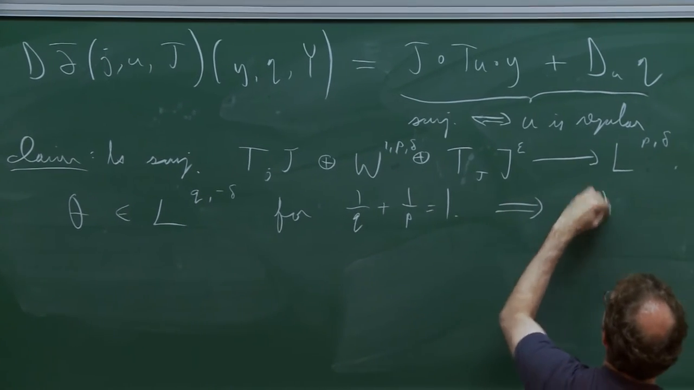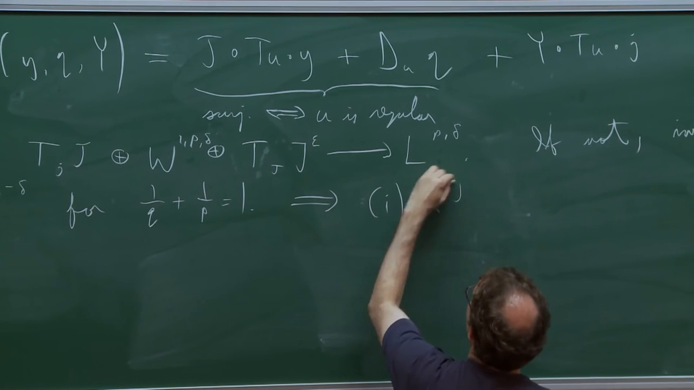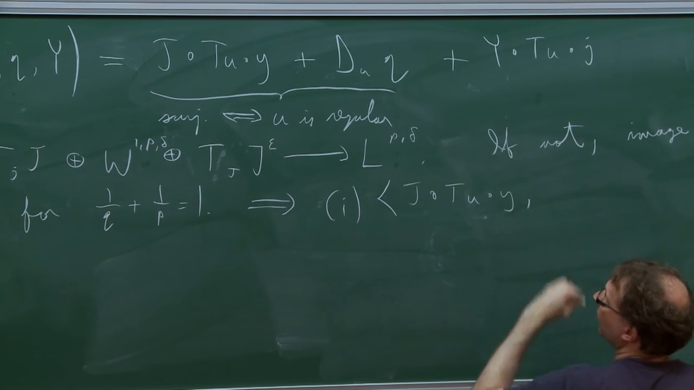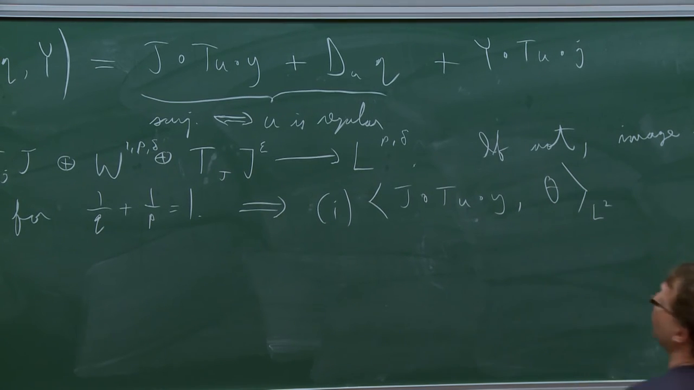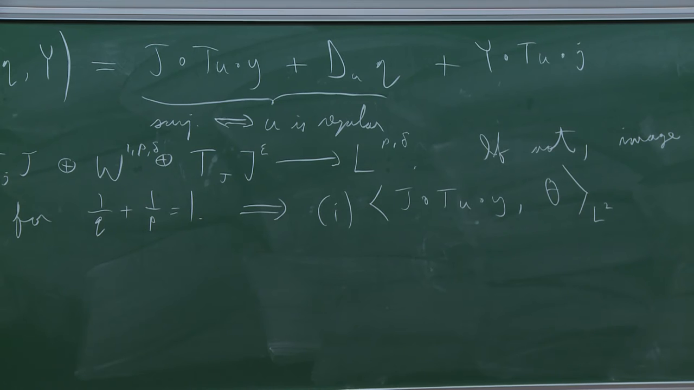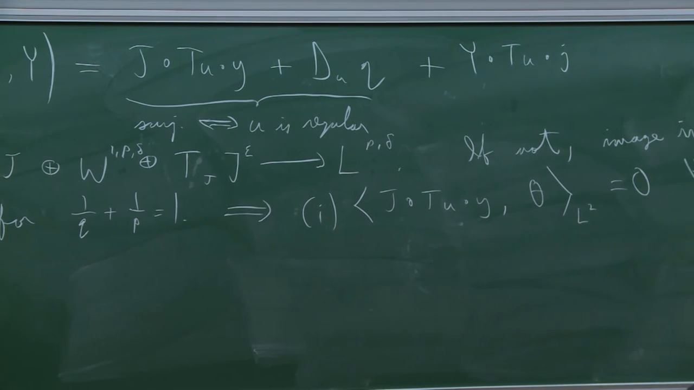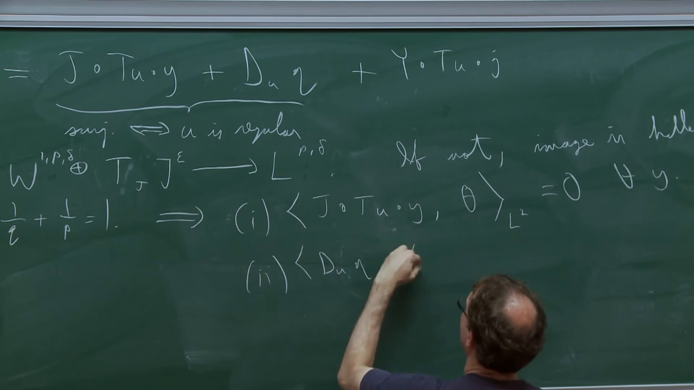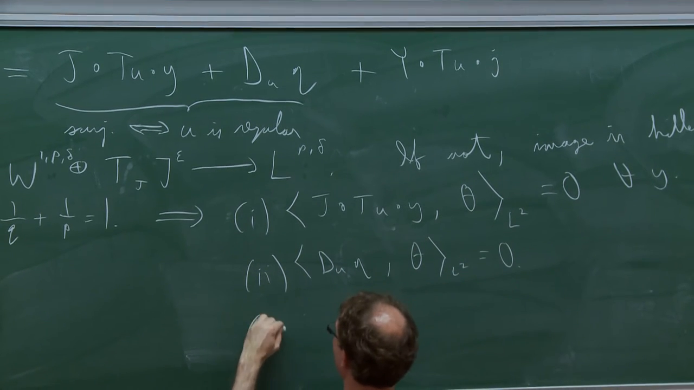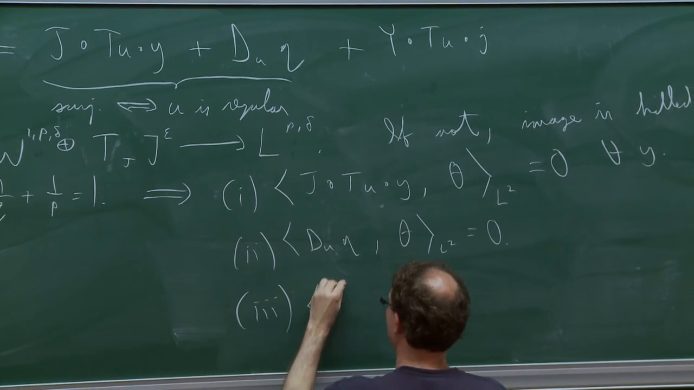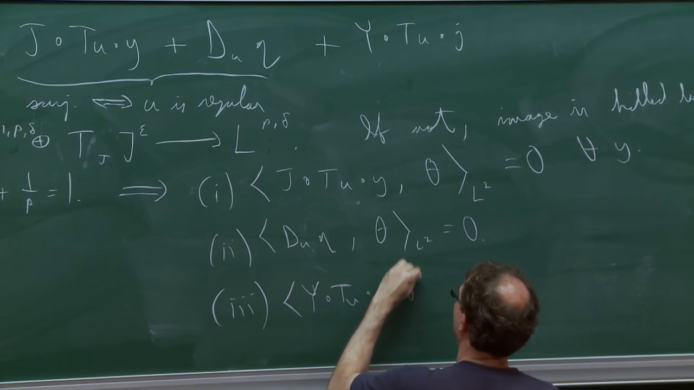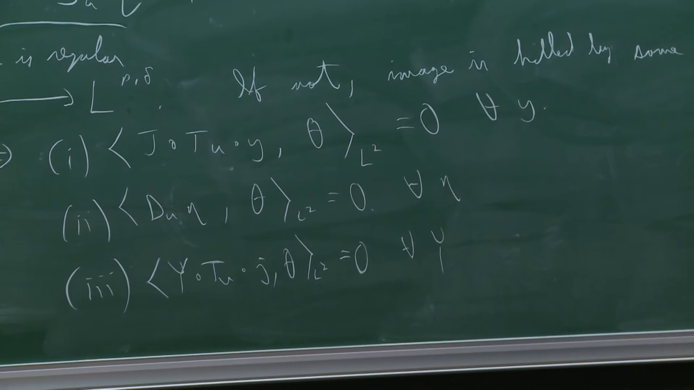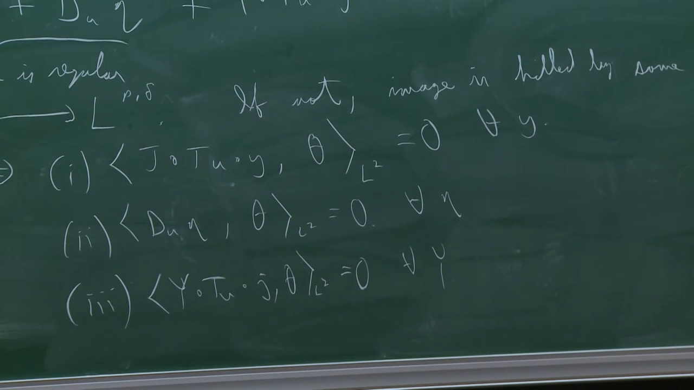So it means, first of all, that if I take any J of T_u of Y and integrate that against theta, which I can abbreviate as an L2 pairing, so that's the pairing of L^p with L^q, that's going to be 0 for all Y. Same thing will be true for operating with D_u eta, that's going to be 0. And Y of T_u of J paired with theta will also be 0. So again, this for all eta, this for all Y. So that's what comes of saying that theta annihilates the image.